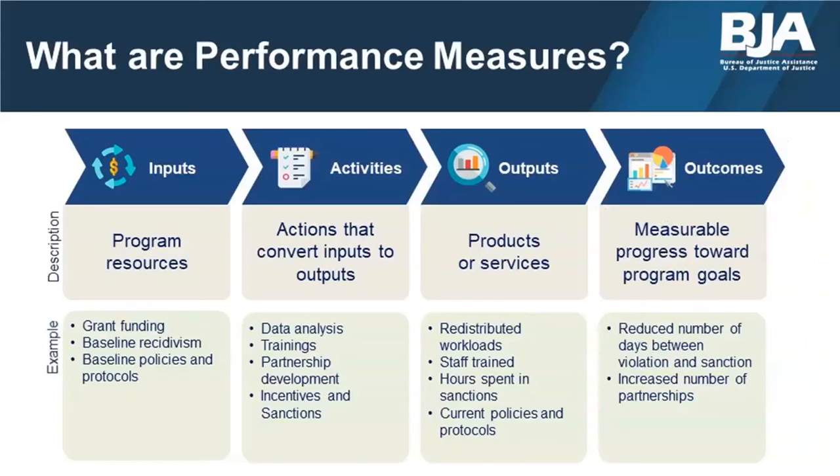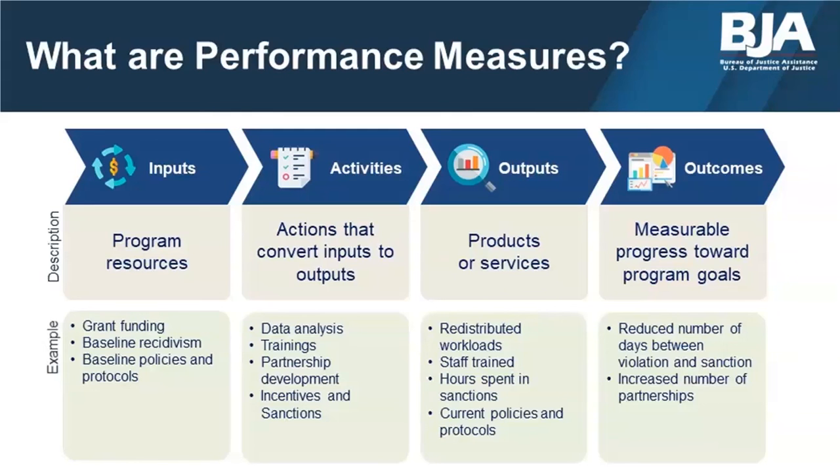So what are performance measures? Performance measures are composed of inputs, activities, outputs, and outcomes. Inputs refer to program resources. Examples include grant funding, like where we ask about your program's funding, baseline recidivism numbers, and baseline policies and protocol data. Activities are the actions that convert inputs to outputs that eventually result in measurable progress towards the program's goals. These can include things like trainings, meetings, partnership development, data analysis, and the use of recidivism sanctions.